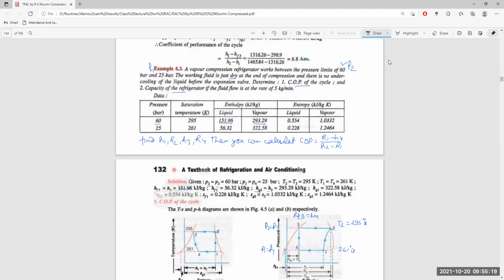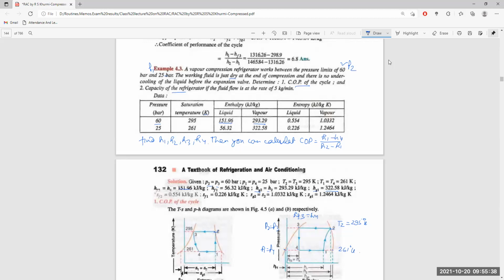So this is also given, and Hg1, the enthalpy of the gas at point 1, is equal to 333.8. The enthalpy of the gas point should be somewhere here, but this is not equal to H1 itself. So we have to calculate H1.